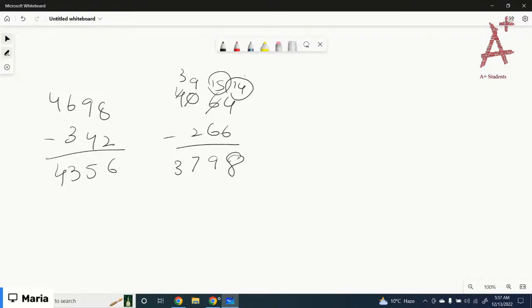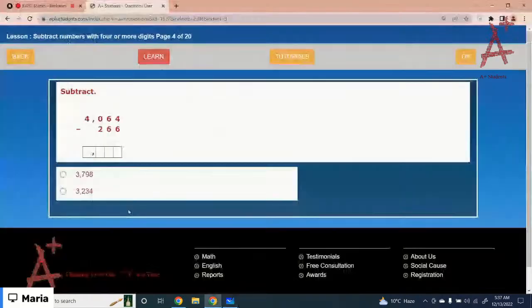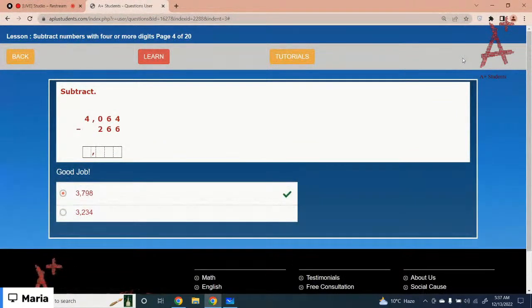3,789. Got it? Because we cannot borrow from 0, so you have to borrow 1 from here, make it 10. And when you borrow 1 from here, so here you have 9. So it would be 3,798. So just select the correct option, then click on the OK button.